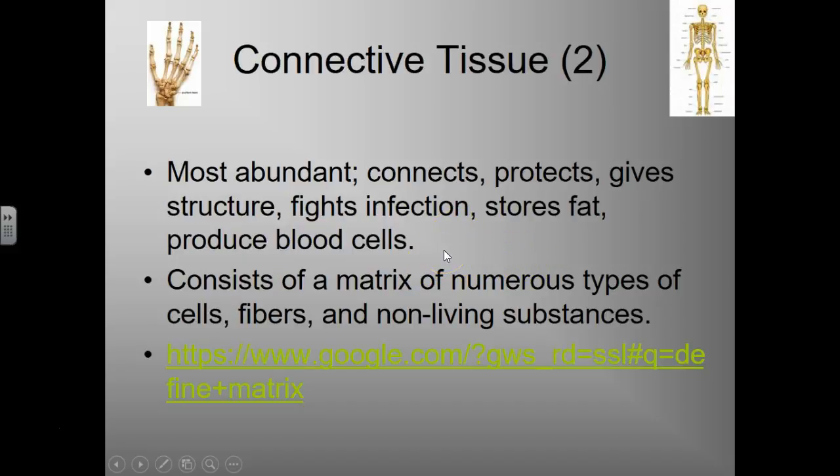Connective tissue, in most cases, is going to have a matrix with numerous types of cells, fibers, and non-living substances. So a portion of a lot of connective tissue, depending on which one you're talking about, is actually not made of cells. Fiber is made out of protein. For non-living substances, think of bone. Bone has a lot of calcium and phosphate in it, which is basically rocks. Bone is very much a living tissue because it has cells and neurons and blood vessels in it, but it's not completely 100% living. It has so-called dead components to it.